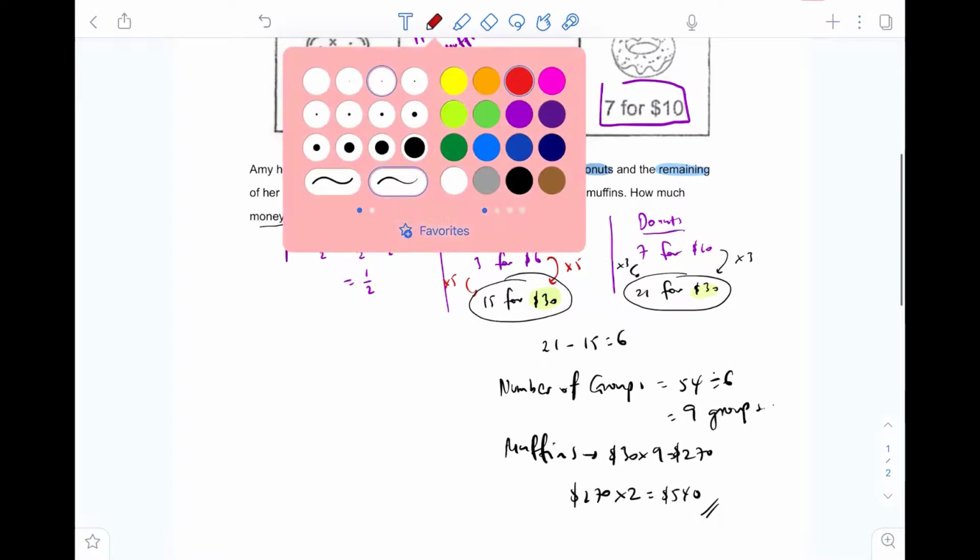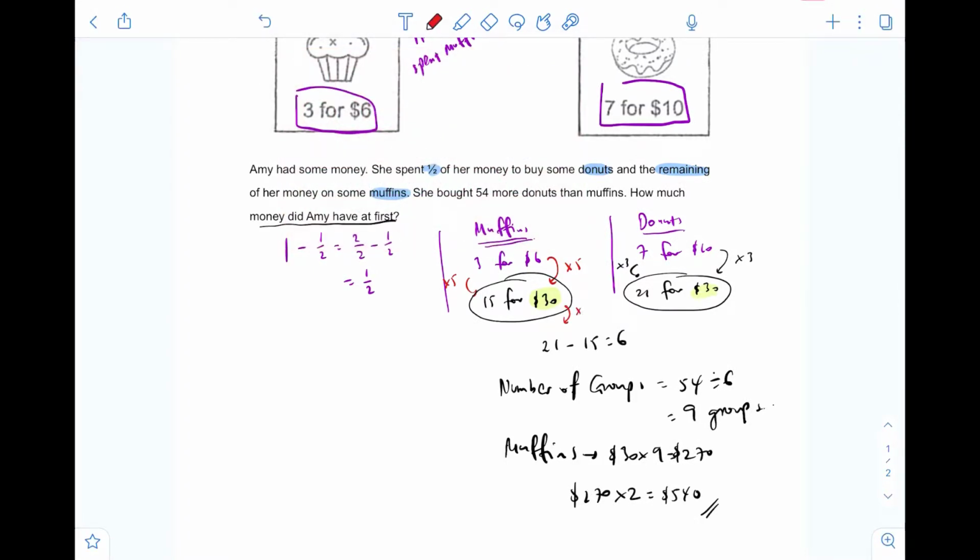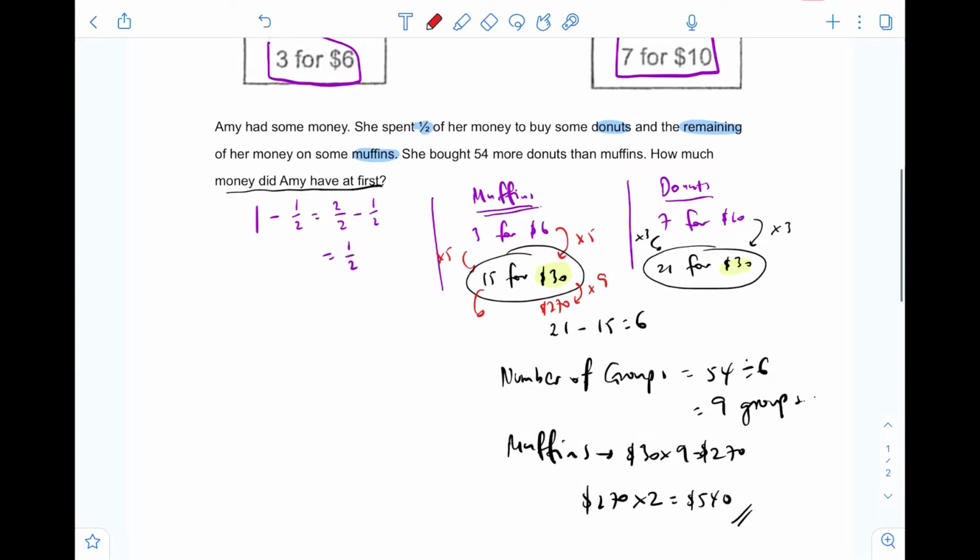So again, let's check. Let's say you times 9 here, you have 9 of these groups, $270. 15 times 9 as well, let's see what that is. Oh, 135 muffins for $270. So over here times 9 as well. 21 times 9 is 189 donuts for the same $270.